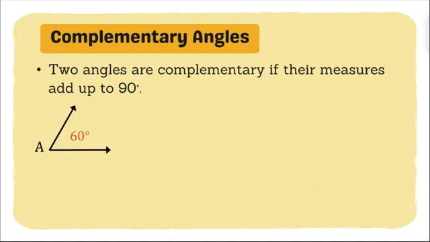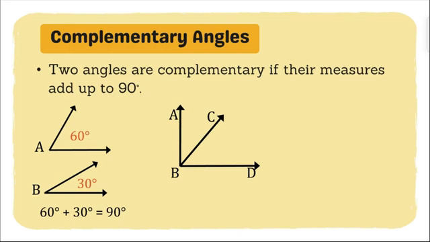Okay? So ano yung mga examples natin dito? So we have here angle A which measures 60 degrees and angle B which measures 30 degrees. These two angles, if they add up, magiging 90 degree. So ito ang example ng complementary angles. Okay, ano pa? We can also have this example.